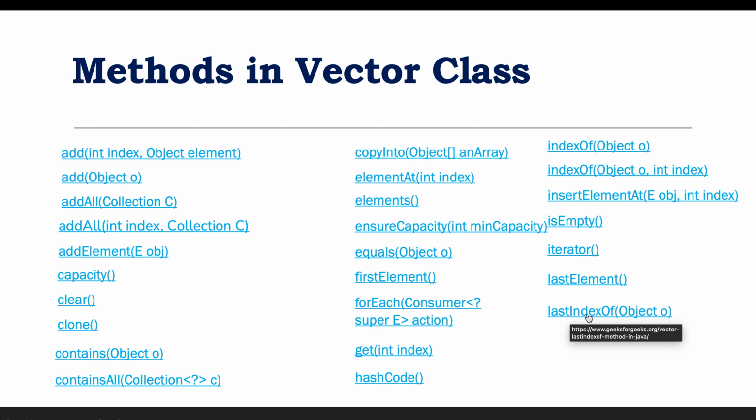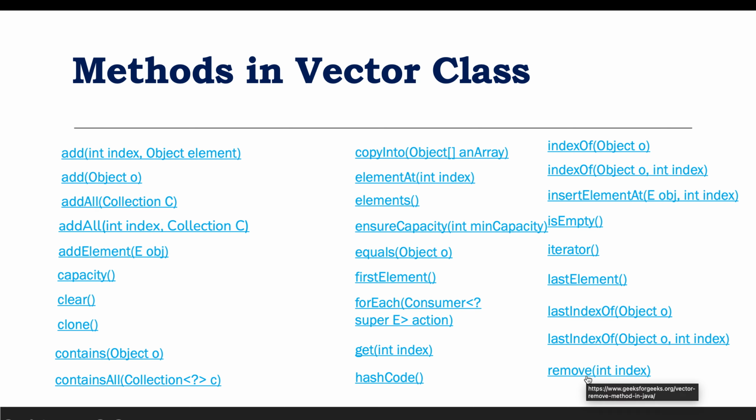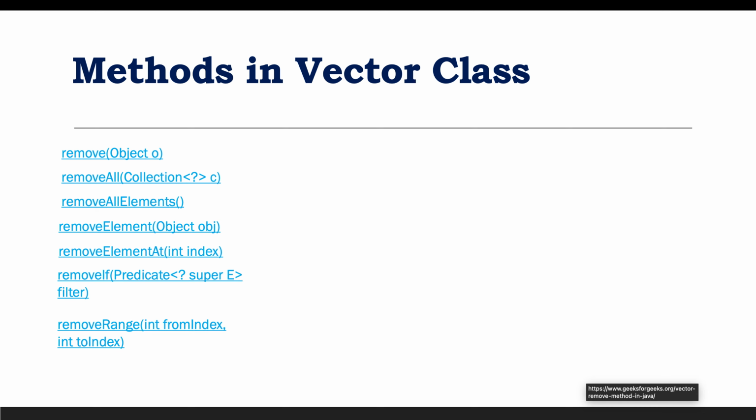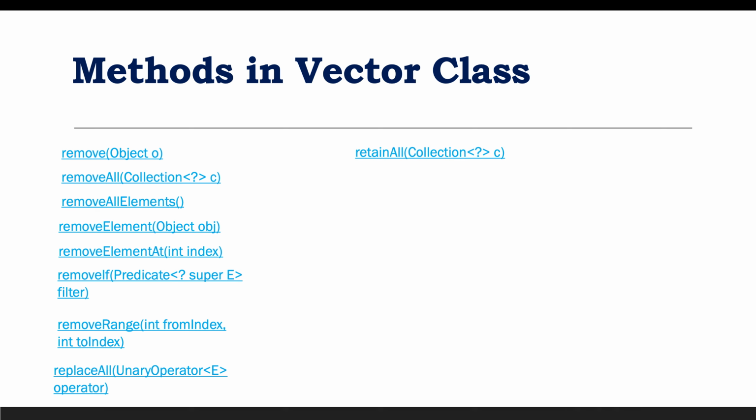The lastIndexOf method is going to return the position of the element from the end. lastIndexOf with the specified position. Then the remove method, if you want to remove the element based on the index. Then a couple of methods are available inside the vector class, similar to the ArrayList or LinkedList class. We have already seen those, right? removeAll method, remove all elements with the specified objects.